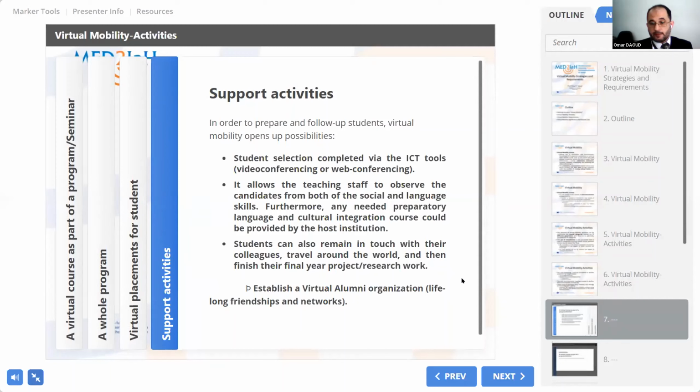Students can also remain in touch with their colleagues, travel around the world, and then finish their final year project or research work. Therefore, the need to establish a virtual alumni organization as a kind of lifelong friendship and network is a must.